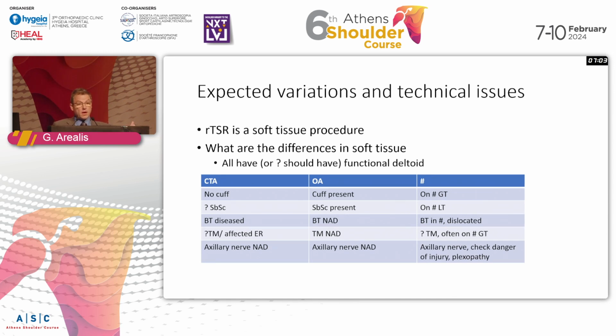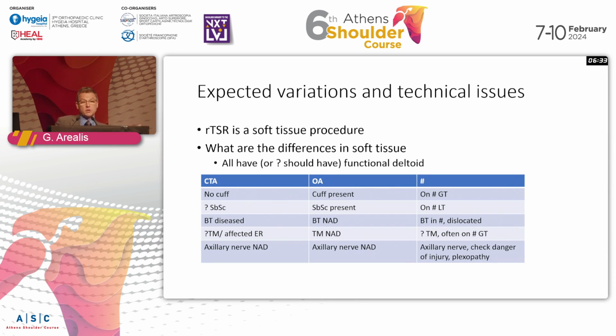So a reverse is always a soft tissue procedure. Even though we add metal, we have to make sure we balance all the soft tissue around our reverse. Otherwise, the outcome is going to be horrible anyway. And what are the biggest differences between cuff arthropathy, osteoarthritis, and fracture? In cuff arthropathy, you don't have the cuff. Especially the superior cuff is almost always missing. If you do it for osteoarthritis, the cuff will be present. So you have to manage and find a way to deal with the cuff.